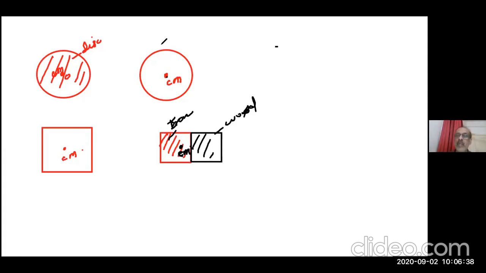Is that over? Sir, can a body have two centers of mass? No. Is it over? Yes, sir.